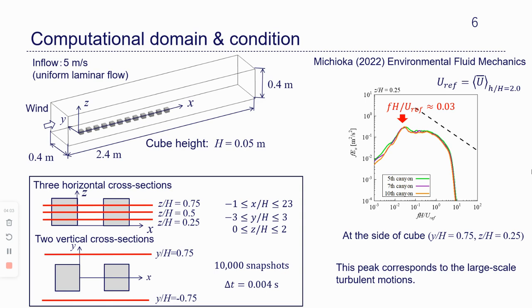So to capture this large-scale turbulent motion, POD and spectral POD were applied for 3 horizontal cross-sections and 2 vertical cross-sections. The 3 horizontal cross-sections are at z/h = 0.25, 0.5, 0.75. And the 2 vertical cross-sections are both sides of the cube, y/h = minus 0.75. Data is 10,000 snapshots, and the time interval of each snapshot is 0.004 seconds.